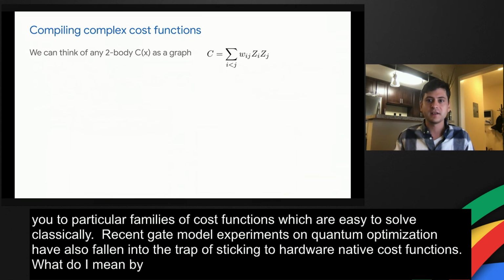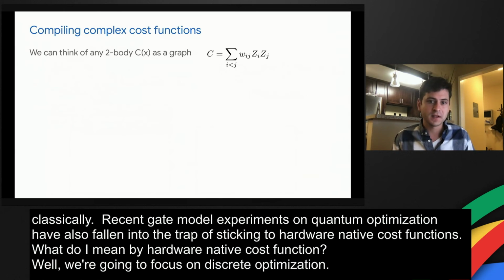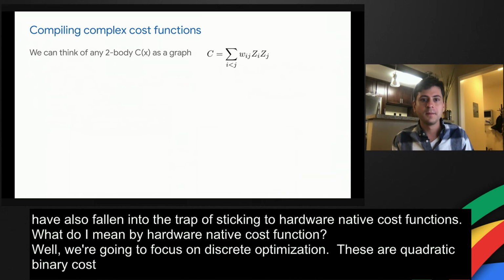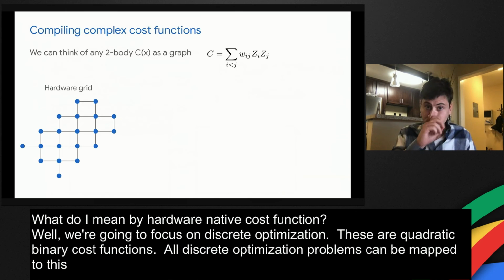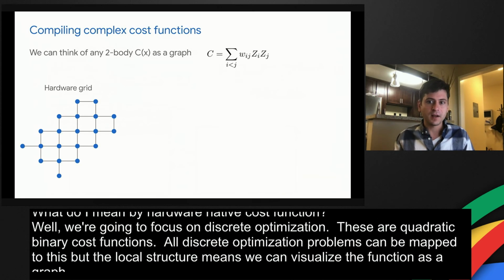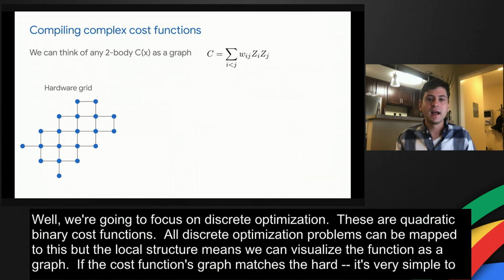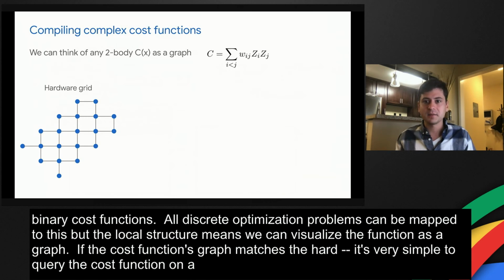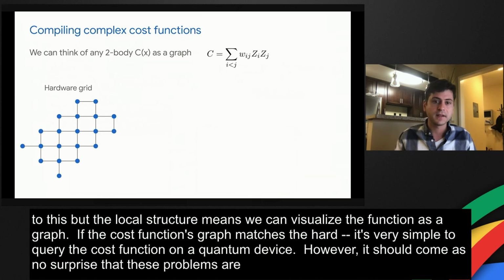Well, we're going to focus on discrete optimization problems of a particular form given by the formula you see on the screen. These are quadratic binary cost functions. All discrete optimization problems can be mapped to this with some overhead. But the two local structure means we can visualize the cost function as a graph. If the cost function's graph matches the hardware's topology, it's very simple to query the cost function on a quantum device.